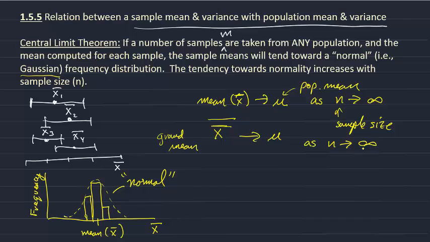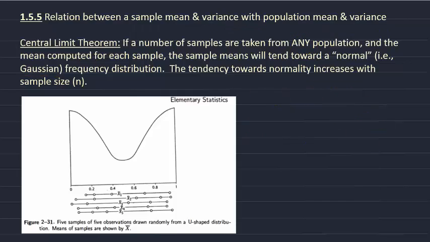The other aspect I'd like to emphasize is that this is true for any population. The population itself doesn't have to be normal. It can have any form, and you'll still get a normal distribution of the sample means. So this is a figure from Davis, and I'll put a PDF of this online for you to get and include in your notes.